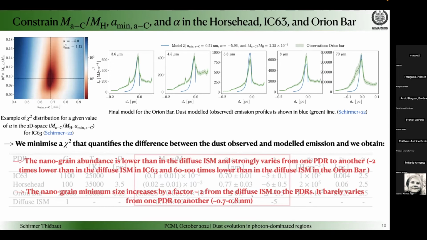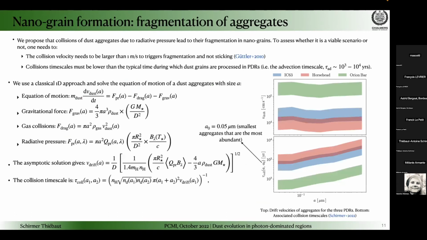So now, in order to understand this variation in the nanograin abundance from one PDR to another, we are going to focus on the mechanisms that are at the origin of the formation and the destruction of the nanograins. Regarding the formation of the nanograins, we propose a scenario where the aggregates are pushed towards the denser part of the PDR due to the radiative pressure induced by the illuminating stars. And therefore, this is going to lead to collisions, and those collisions are going to trigger fragmentation of these aggregates into smaller grains and therefore into nanograins.